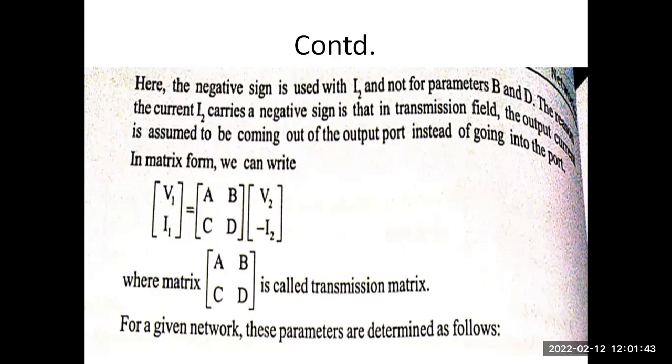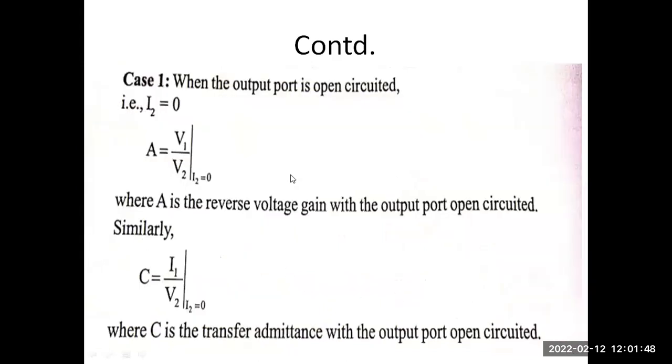This ABCD is called the transmission matrix. So how to calculate this? When the output port is open circuited, I2 equals 0, A equals V1 by V2 with I2 equal to 0. So A is known as the reverse voltage gain with the output port open circuited. I2 equal to 0 means the output side is open circuited. You are taking the ratio of the two voltages, but you are going from 2 to 1. That's why it is known as the reverse voltage gain.